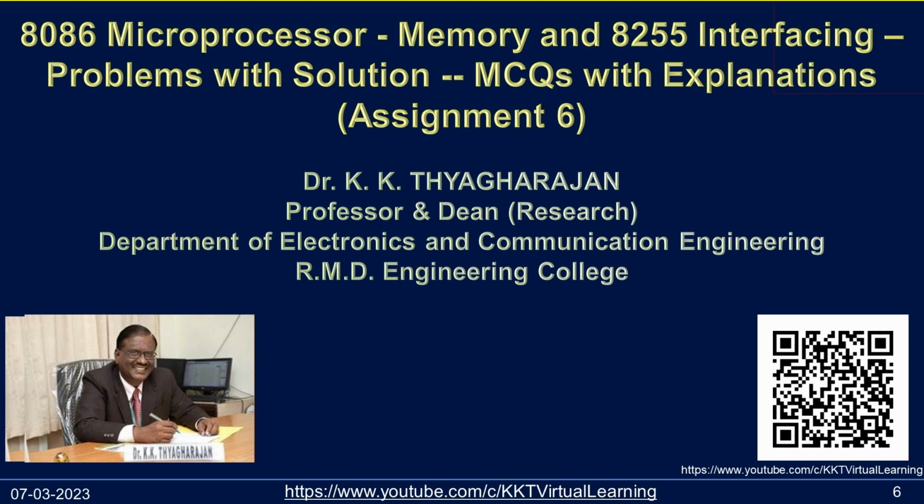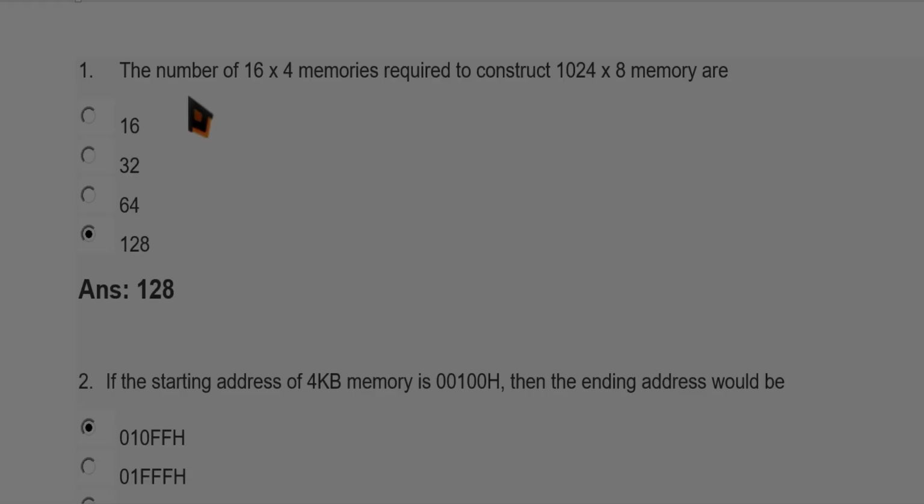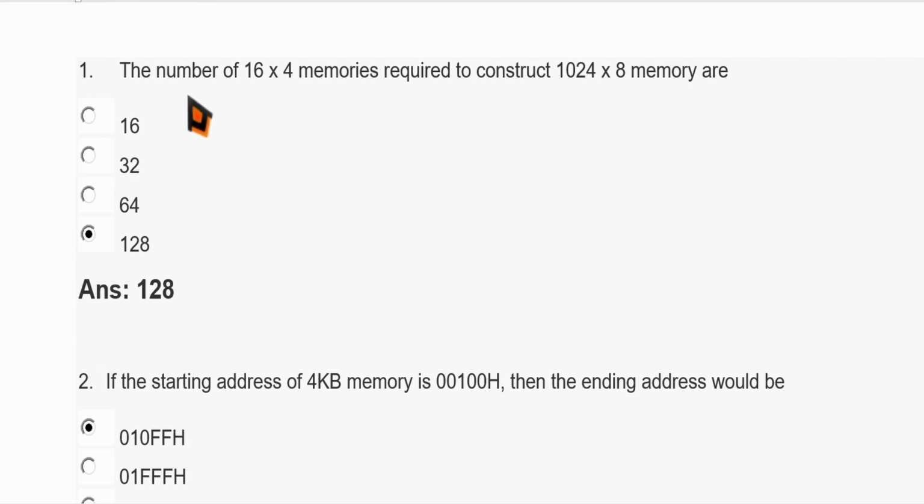Hello, in this video, let us see some of the important concepts of memory interfacing and I/O interfacing through multiple choice questions and answers. Let us see the first question. The number of 16 by 4 memories required to construct 1024 by 8 memory. They have given 4 options.